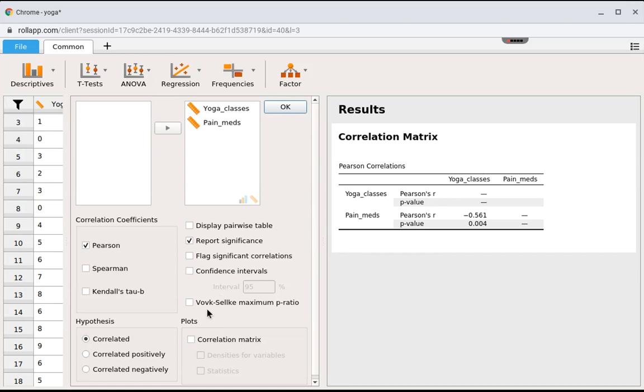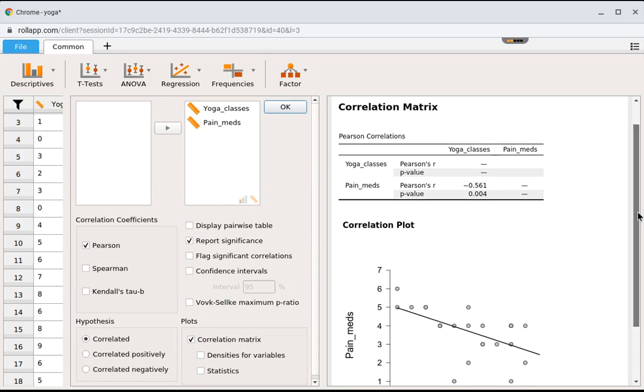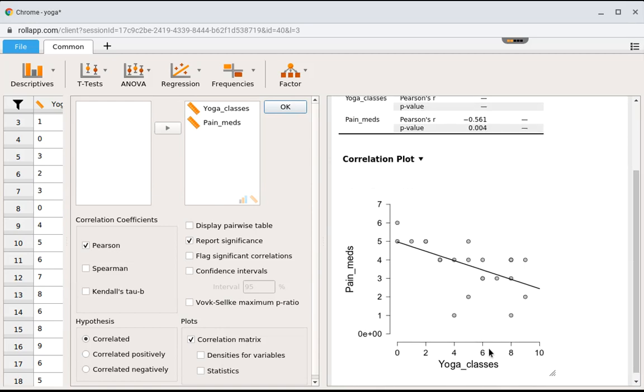But now we have the ability to look at the plot. So you can come down here and hit the correlation matrix. What we should see here is yoga classes on the x-axis and pain meds on the y-axis. If we had reversed them up in this box, then they would be reversed here. So you just want to keep an eye on that in case you're trying to visualize your data, which I always think is a good idea. So this is all the output we need for the first steps of understanding a correlation.